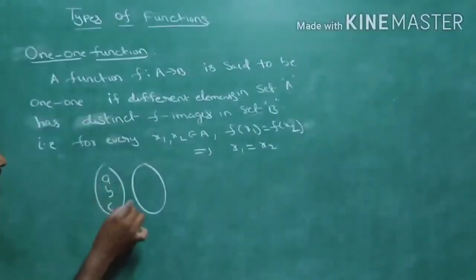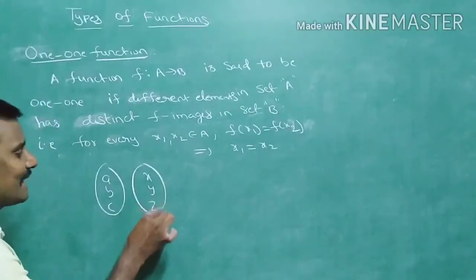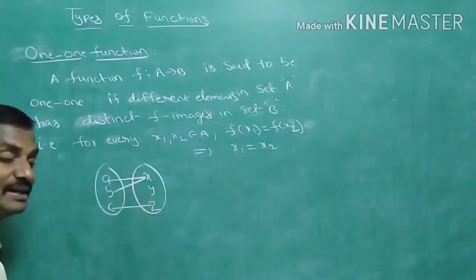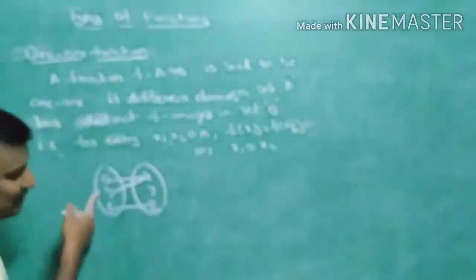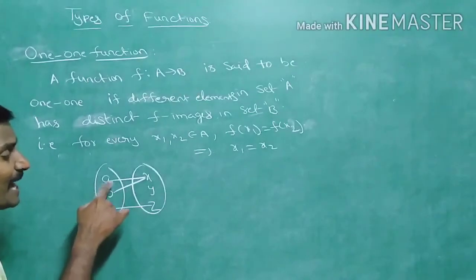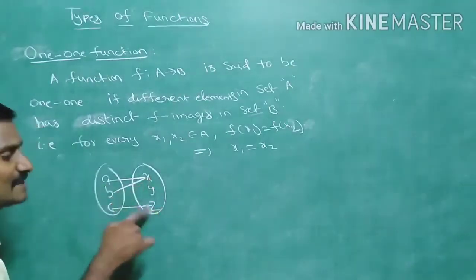A, B, C and x, y, z. A is mapped to x, B is mapped to y, C is mapped to z. First of all, is it a function or not? It's a function. A, B, C have f images. A has a unique image, B has a unique image, C has a unique image.